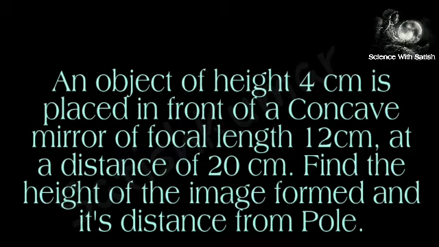So we took an object which is of 4 centimeters height and we placed the object at 20 centimeters from its pole, meaning object distance is 20. And one more thing is given, the focal length of the concave mirror we used is 12 centimeters. We have to find the image distance, that is V, and the height of the image. So let's see the solution for this.